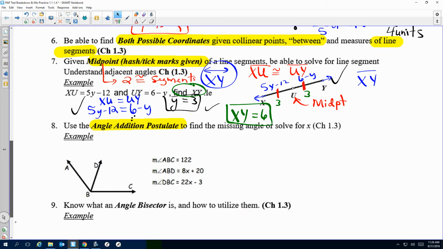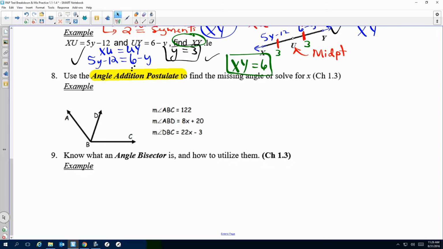Okay. Angle addition postulate. You're going to use it with adjacent angles. And we should know by now if they are adjacent, you do addition. A for adjacent, A for addition.